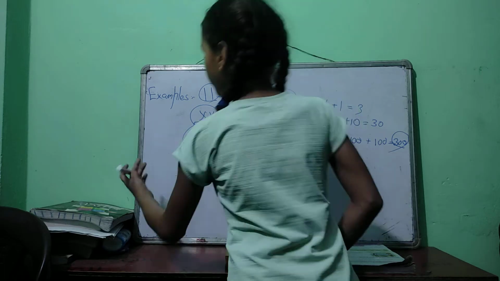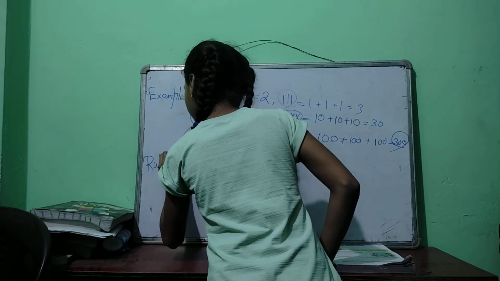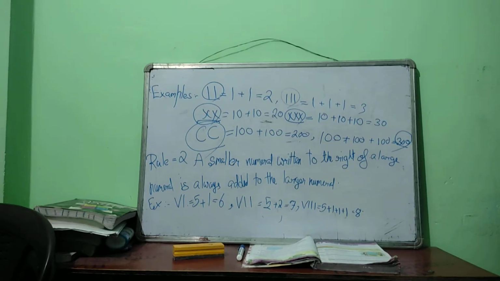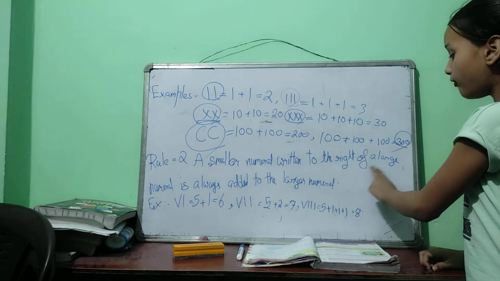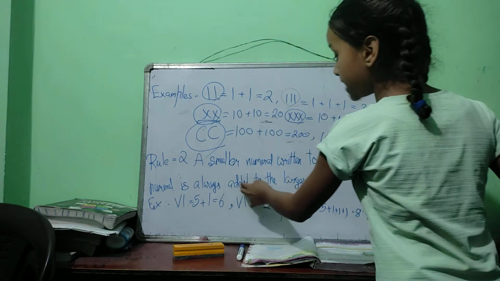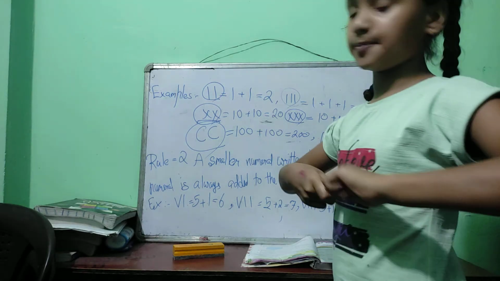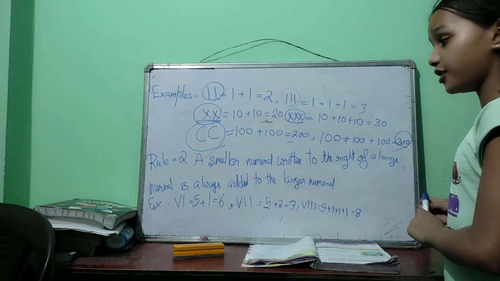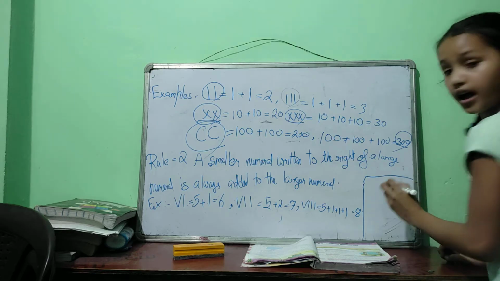Now we will do rule number 2. Today we will do exercise 2. Rule number 2. A smaller numeral written to the right of a larger numeral is always added to the larger numeral. Now, this rule explains a smaller numeral written to the right of the larger numeral.